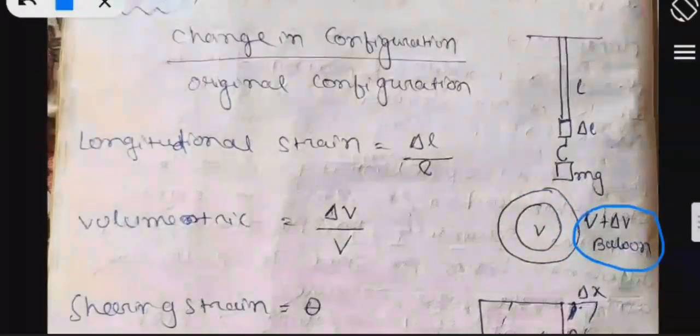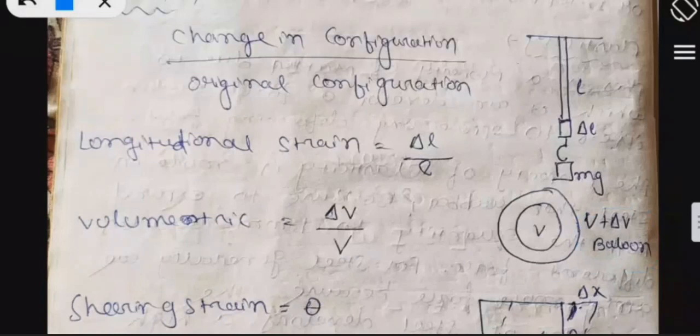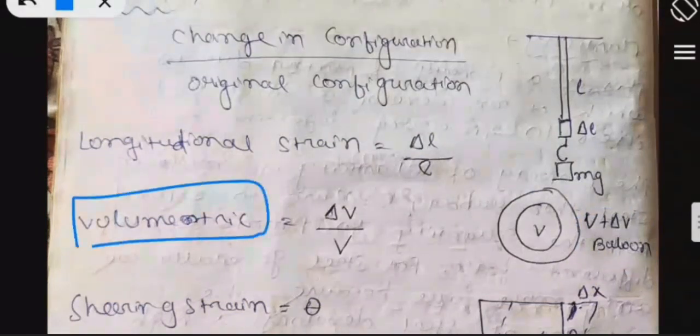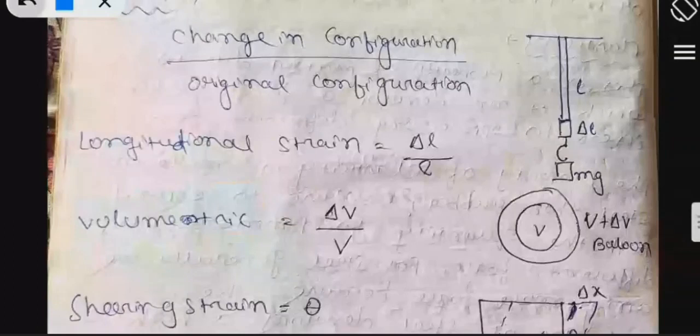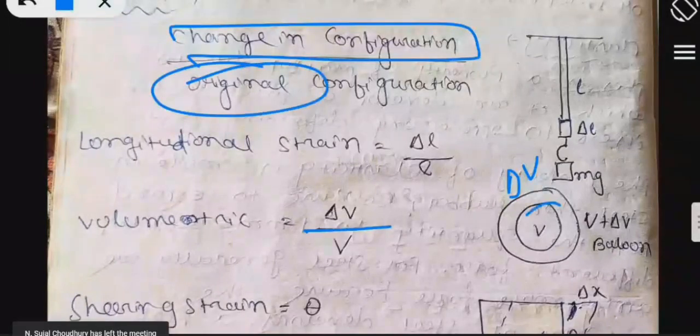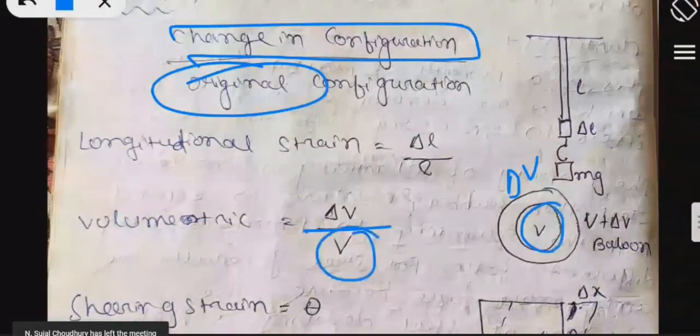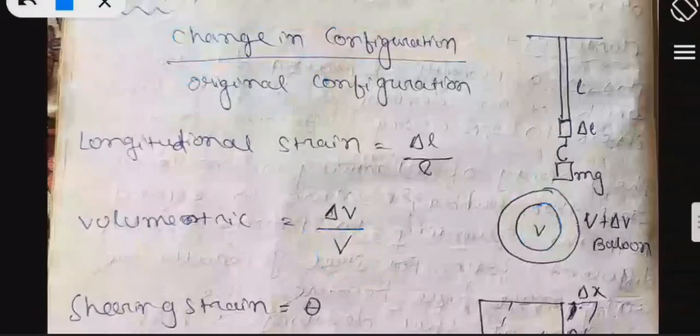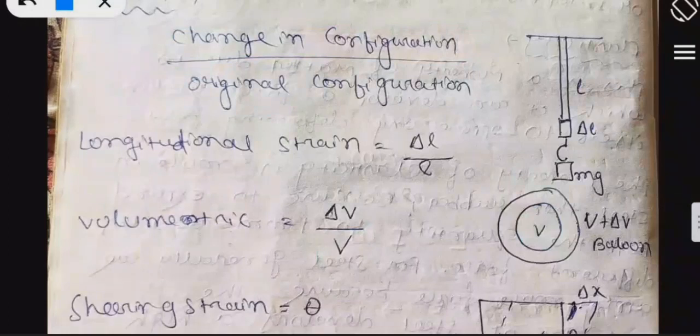So now if we want to calculate the volumetric strain, the volumetric strain is the change in configuration. The change in configuration was what? Delta V, upon the original configuration. What was the original configuration? Only the V, right? So this kind of thing is known as the volumetric strain. If we want to consider the volume, the change in volume is delta V, and the original volume is your V. Which was the original volume? This is the original volume.